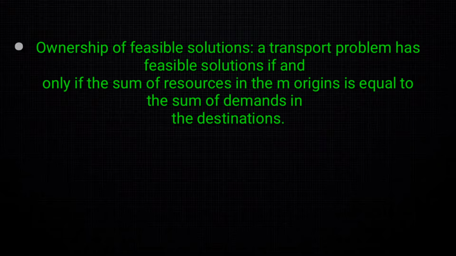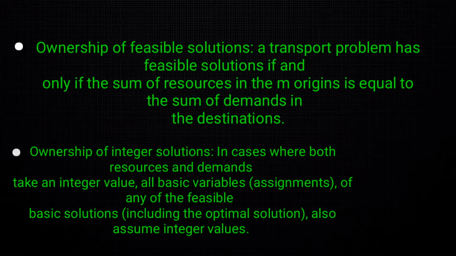Property of feasible solutions: a transport problem has a feasible solution if and only if the sum of resources in the M origins is equal to the sum of demands in the destinations. Property of integer solutions: in cases where both resources and demands take an integer value, all basic variables of any of the feasible basic solutions also assume integer values.